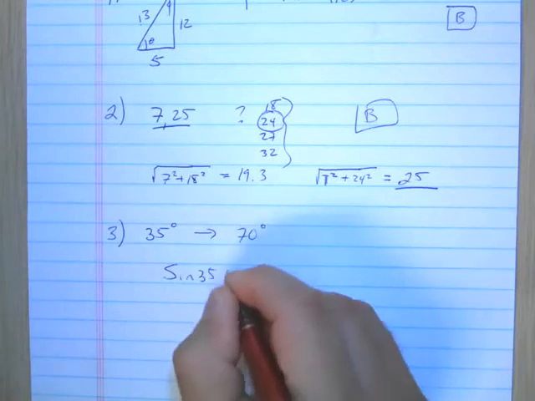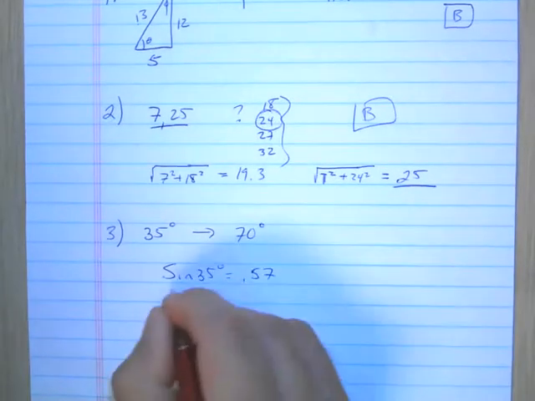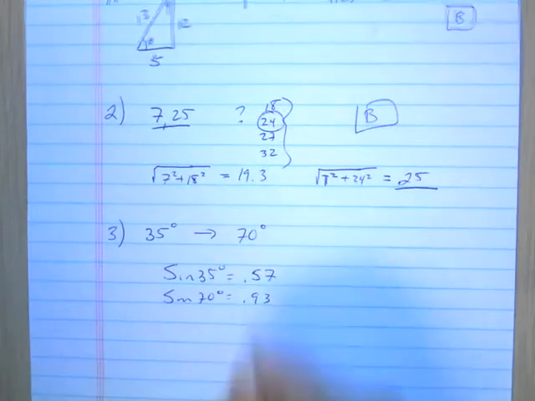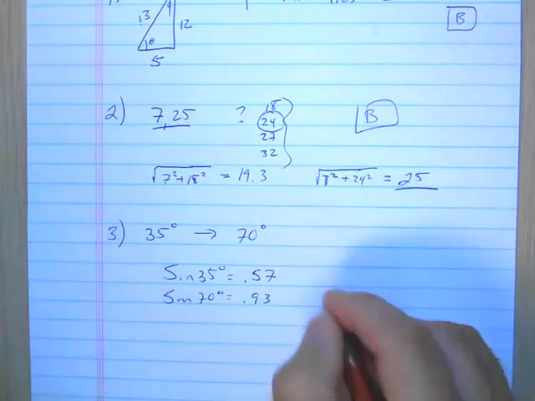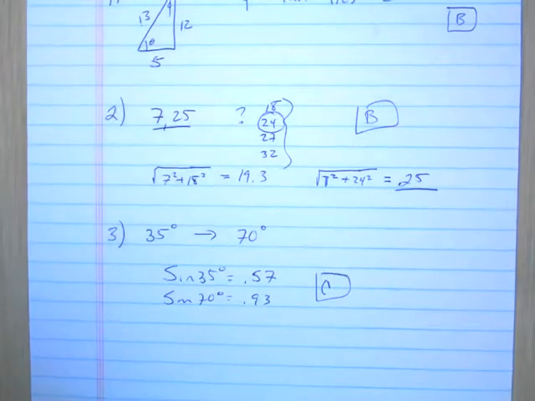So the sine of 35 degrees is equal to 0.57. The sine of 70 degrees is equal to 0.93. So it increased, but it didn't double. Double would be 1.14. So it didn't quite double. So the correct answer then would be C. It increases, but doesn't double.